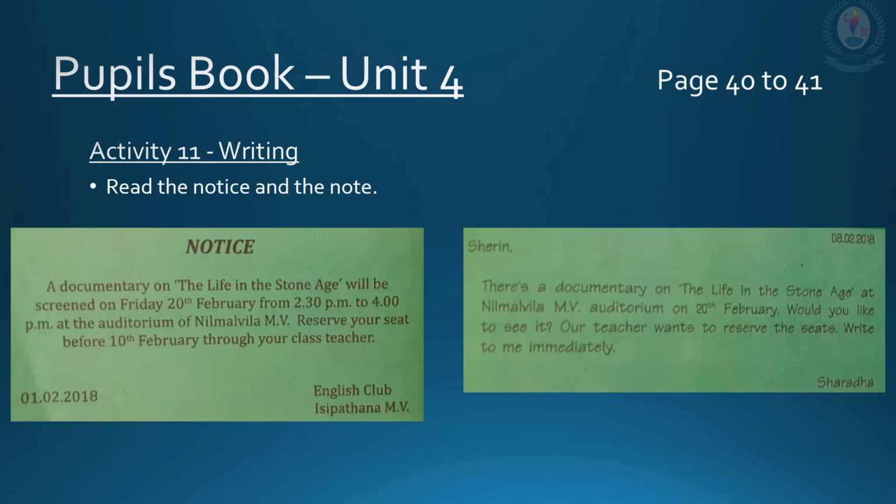Then you have a small paragraph including all the information in a short and sweet manner, and at the bottom left hand corner you have the date that the notice was written, and on the right hand column we have the person who is responsible for writing this notice. It can be a person, or in this case it is the English club at Isipatana Mahavidyalaya, right? So that is how you write a notice.